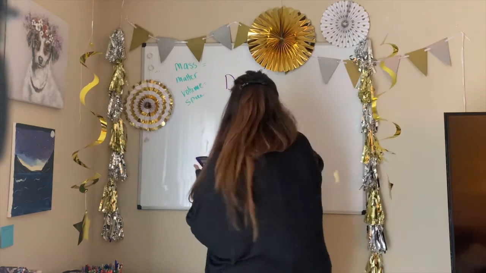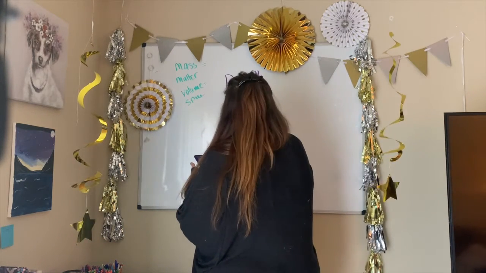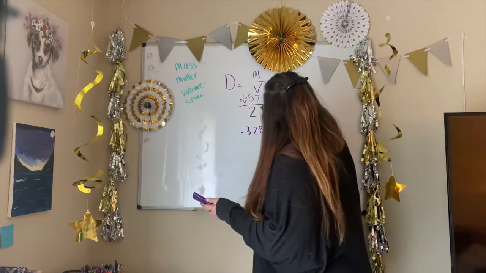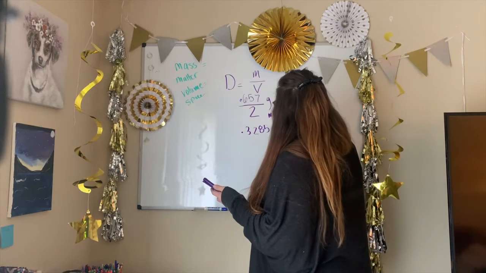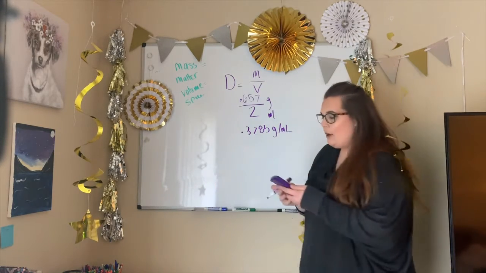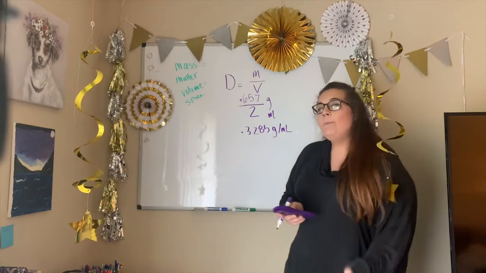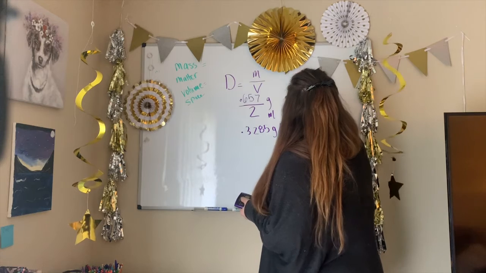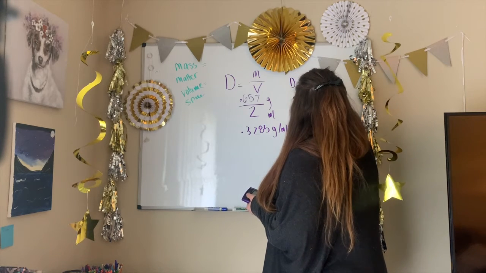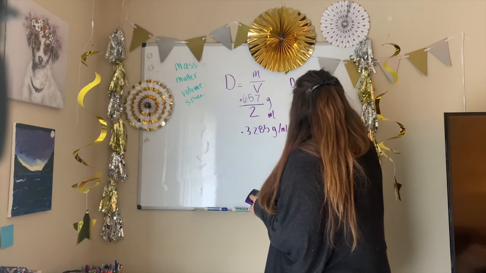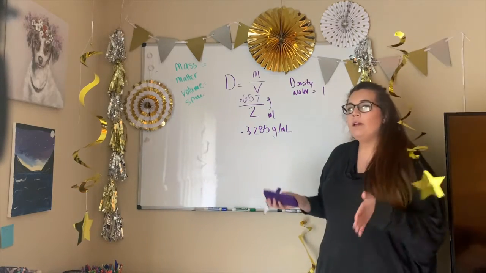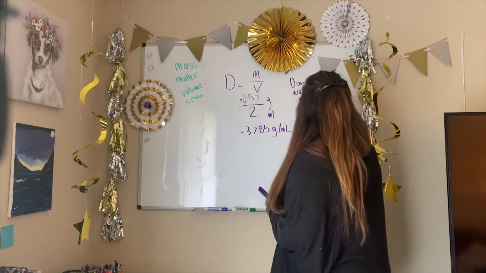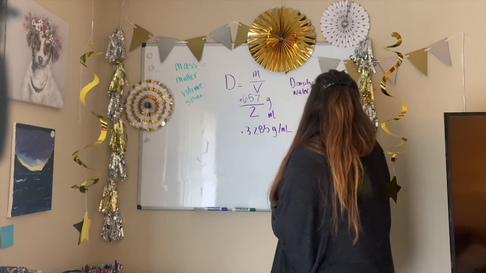Our answer here is 0.3285. Please put units because there's units there. This is in grams, this is in milliliters. So our unit is grams per milliliter, and it wants to know if it will sink or float. Remember, we're asking if it's floating in water. Our density of water is 1. If it's greater than 1, bigger than 1, we sink. Less than 1, we float. 0.3, we float. So we all float down here.